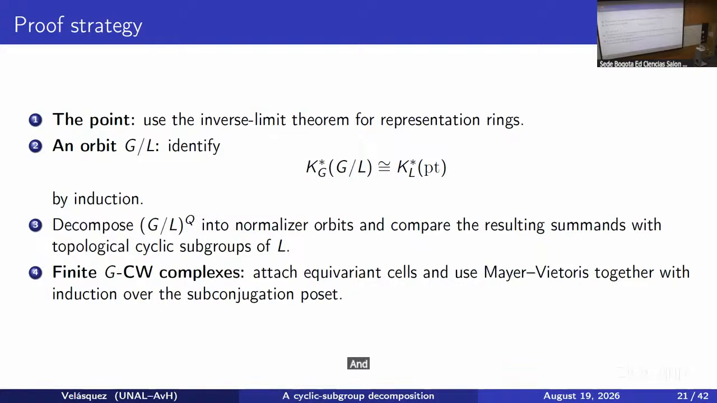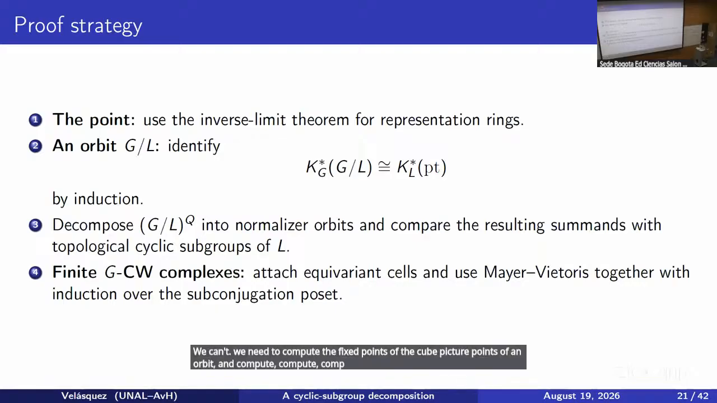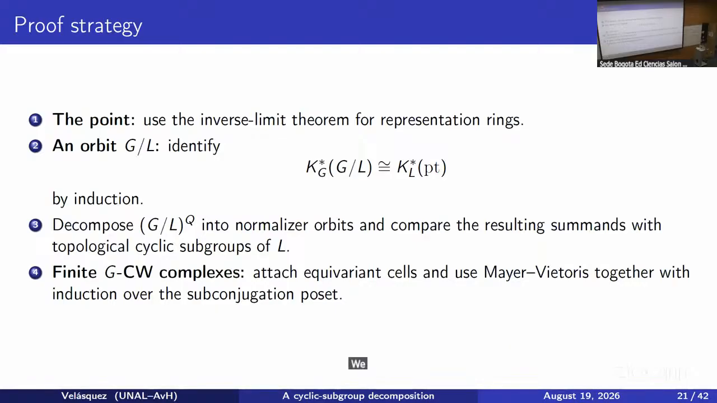And then we need to compute the Q fixed points of an orbit. And finally, we can use induction. As the space X is constructed using attaching maps, attaching disks along attaching maps, then we can use Mayer-Vietoris and induction to extend the result to every G-CW complex. Okay.